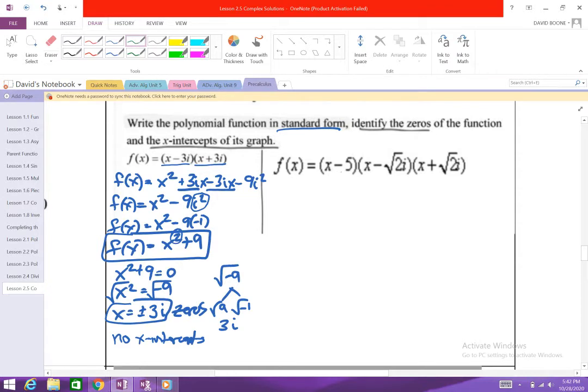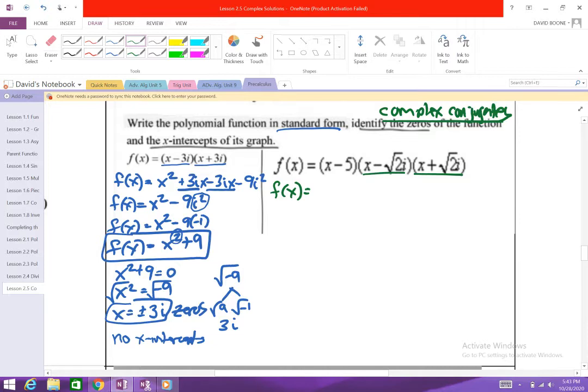So now here we can see that I've got 3 factors. And if I'm going to put this in standard form, we're going to have to multiply these all out. So what I would do is multiply those two first, because these right here are what are called complex conjugates.